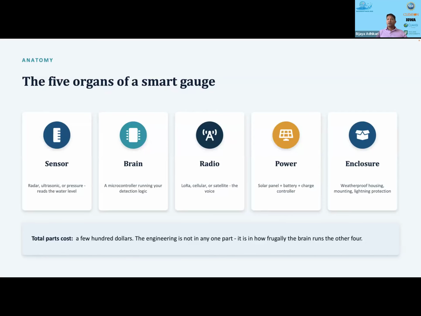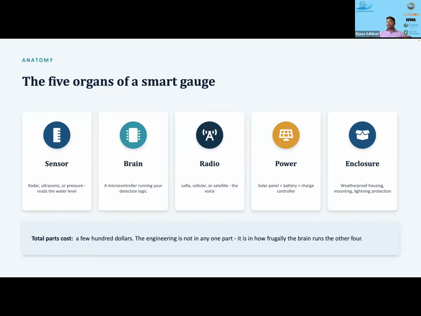There is a small computer, a microcontroller, that runs the detection logic. There is a communicator, which could be a cellular device, a satellite device, or a LoRa device, and it basically transmits some signal to a nearby device. There is something that has to power the device, usually a battery or a solar panel. Usually there is also a charge controller, or some combination of these three things.